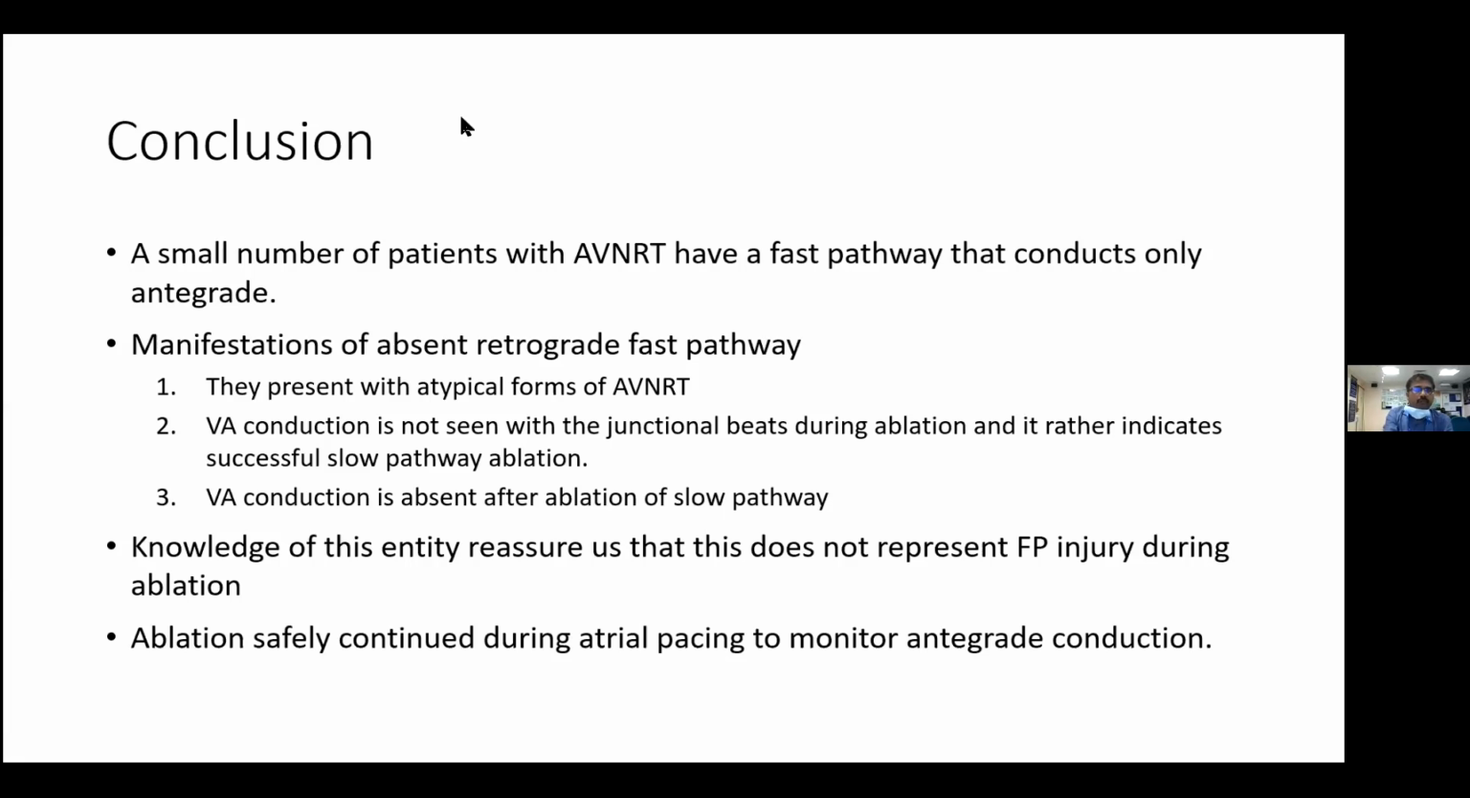Yeah, thank you, Dr. Shakti. I think that was an excellent presentation. Now, a couple of questions from my side, and then we can open it to the audience.